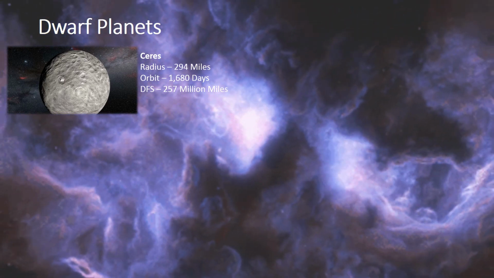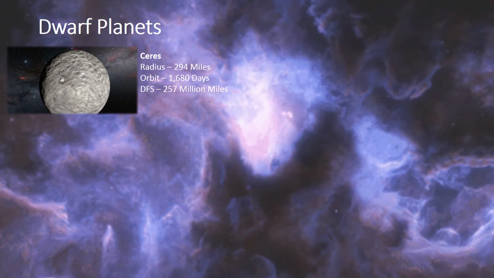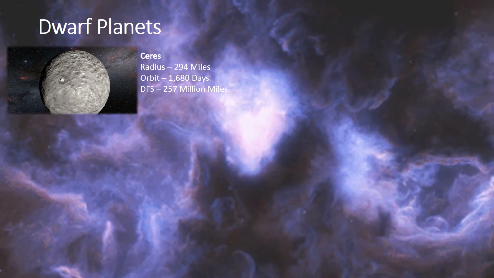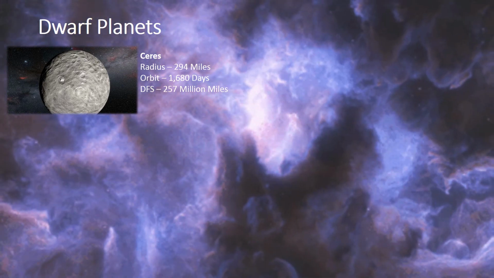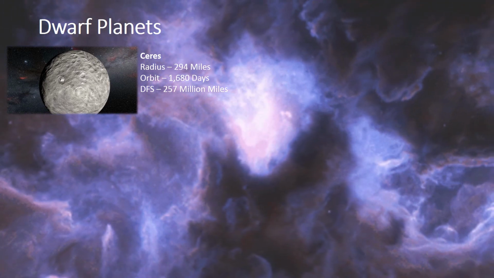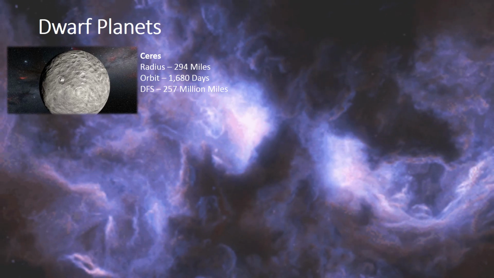Now it takes 1,680 days for Ceres to orbit the sun, and it is 257 million miles from the sun. Okay?